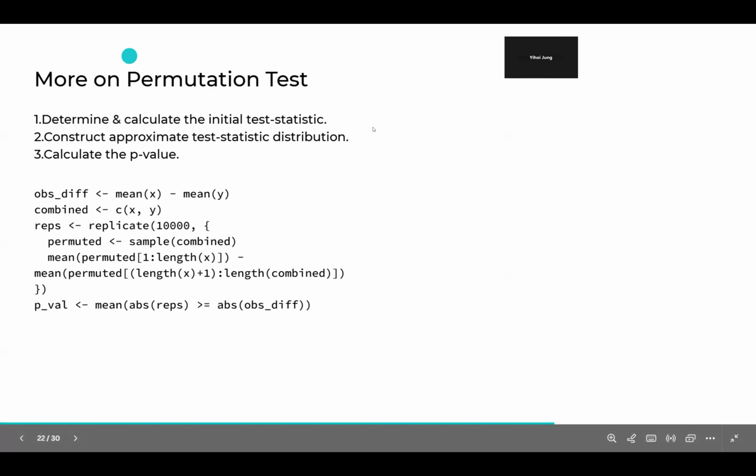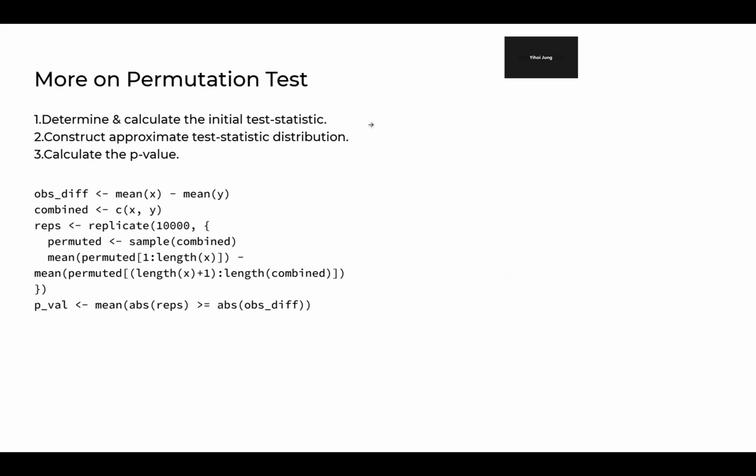A good way to think about it is: one, calculate the initial test statistic; two, construct the test statistic distribution; and then calculate the p-value. So here we have our observed difference, mean x minus mean y, and then we're replicating it a bunch of times, and we're trying to approximate our test statistic here. So we have a sample of our x and y values, and we're basically taking the mean of that minus the mean of the ones that come after it.